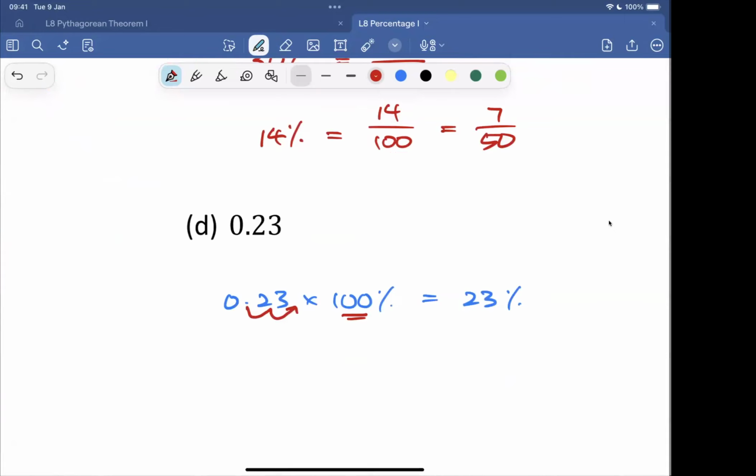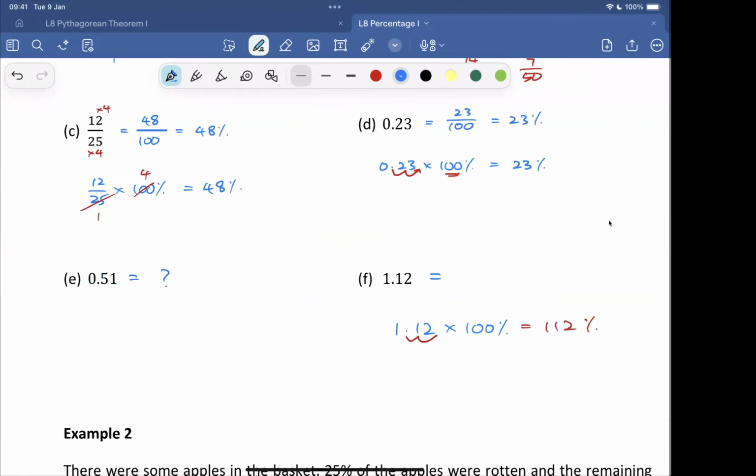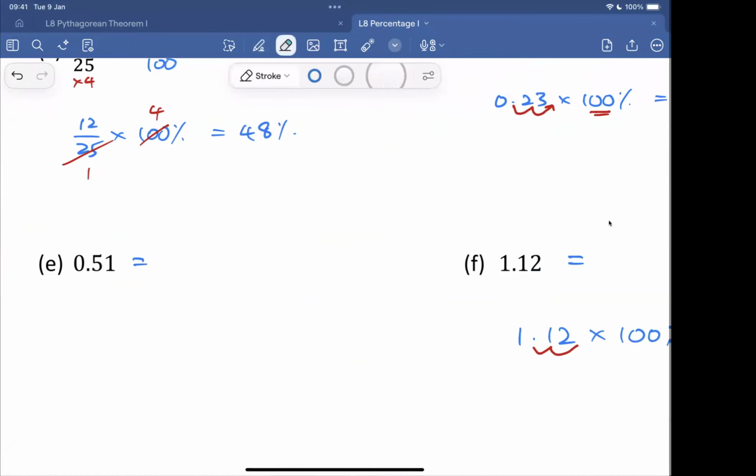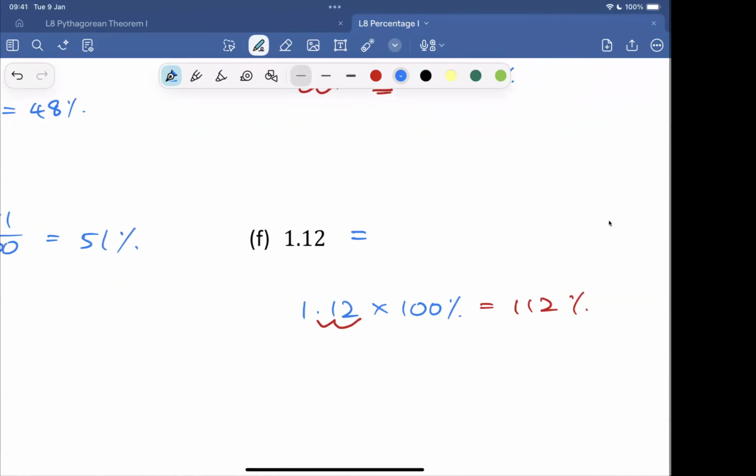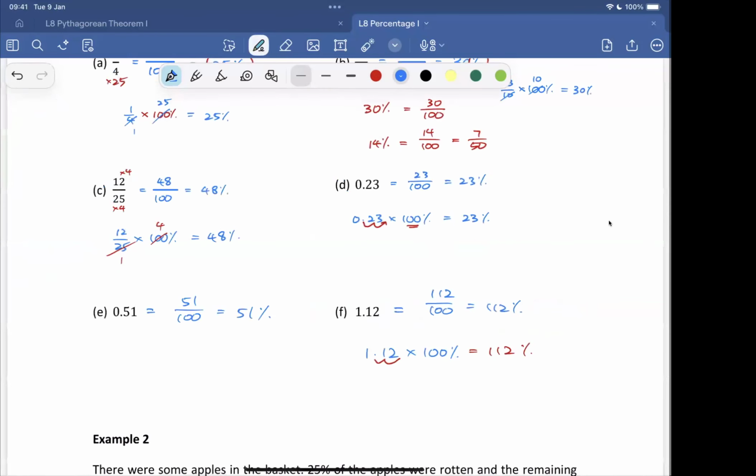The other way to do it is, of course, to convert into a fraction. 112 divided by 100 is 1.12. Then you get 112%. Ta-da! So this is another way to do it. It depends on which method you prefer. Okay, which method do you prefer? That is up to you. Whichever method you prefer.